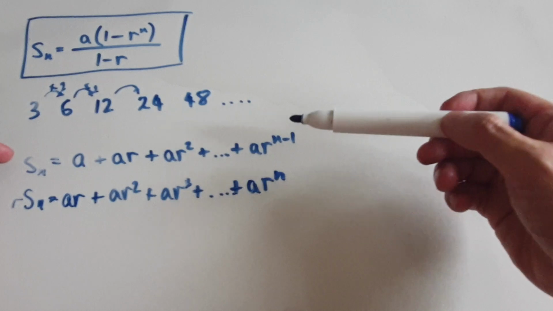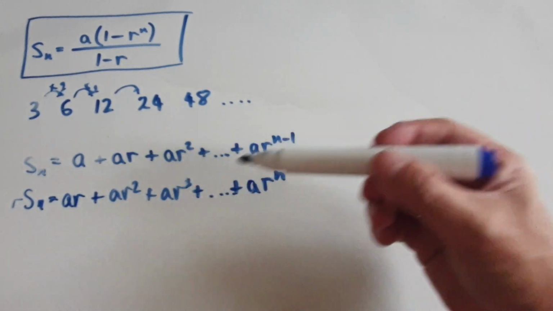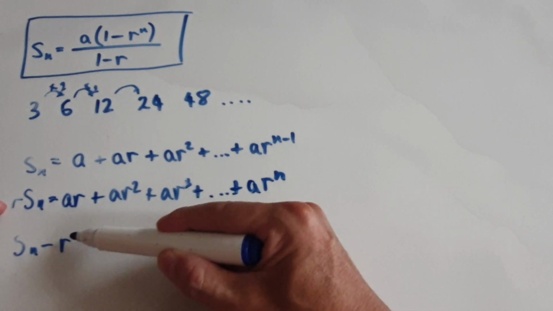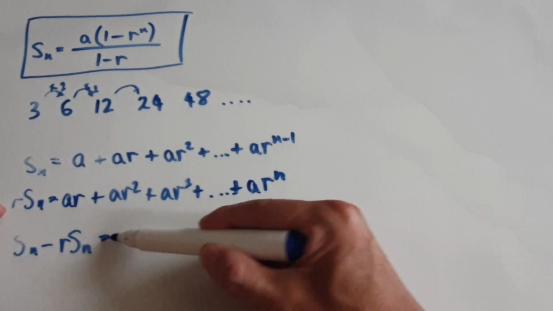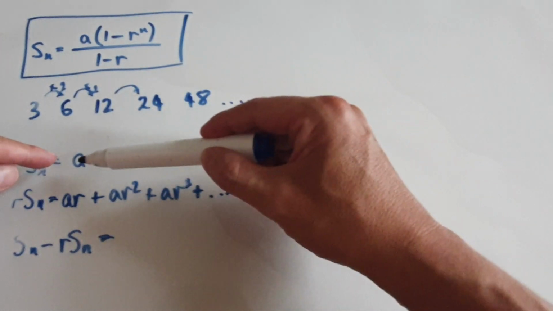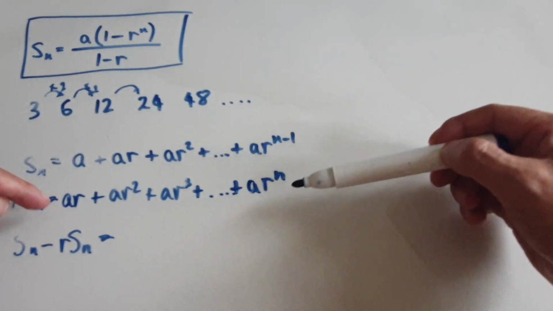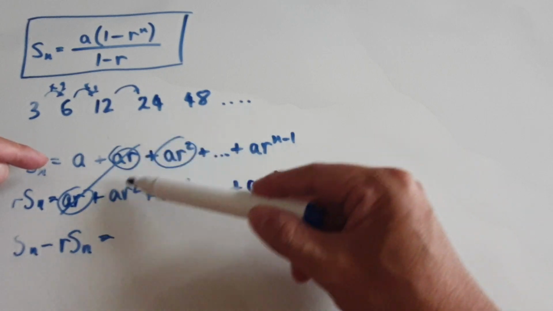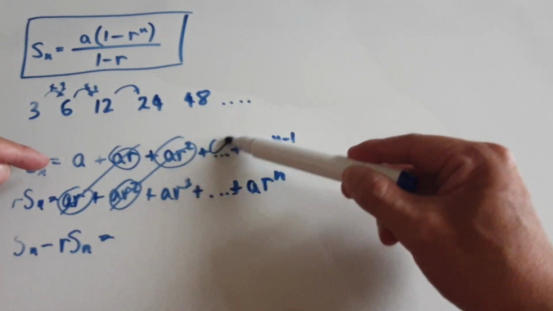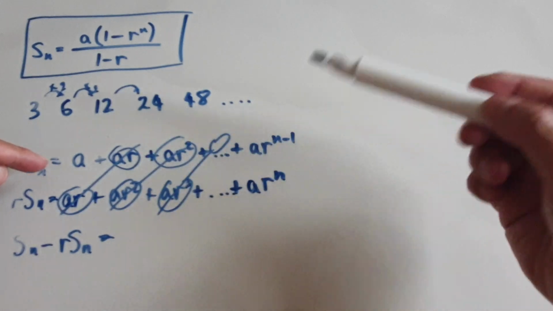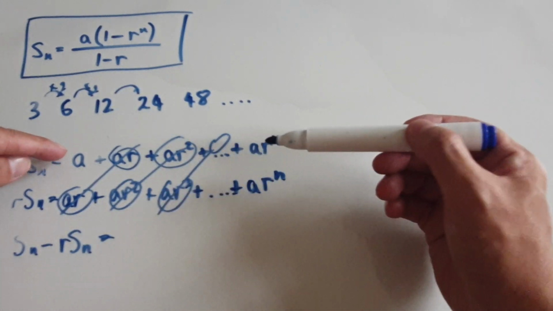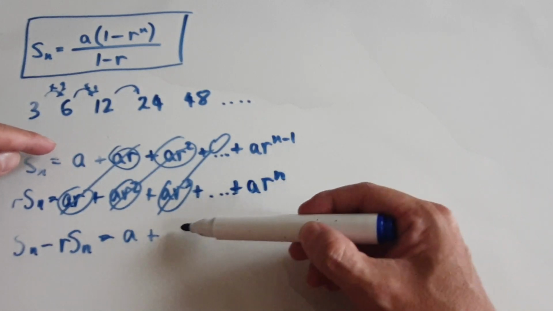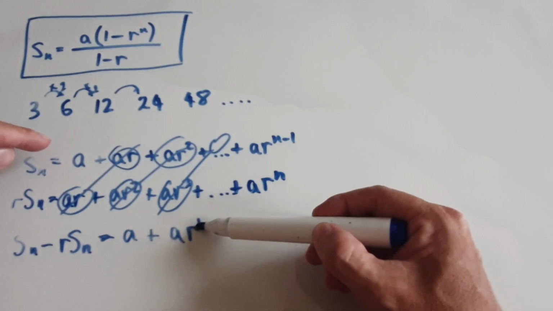So now get the top equation, take away the bottom one. So that would be Sn take away rSn equals, well, if you get the top one, take away the bottom one, you can see that these two, they will cancel each other out. These two will cancel each other out. And these two will cancel each other out, and so on, and so on. So what you will be left with would be a, and then plus the very last one, which would be a r to the power of n.